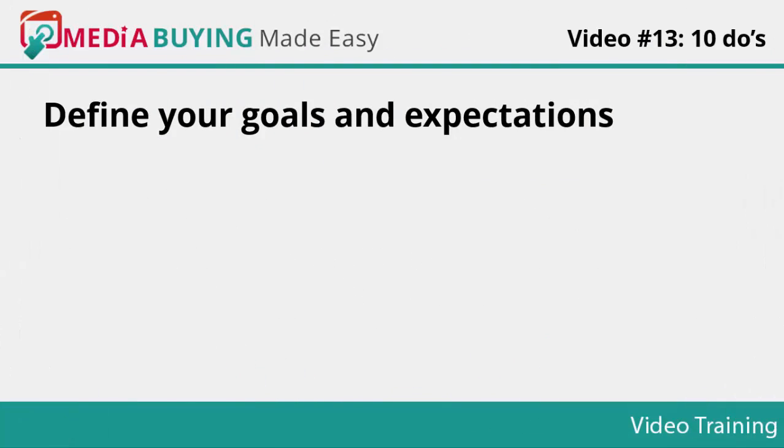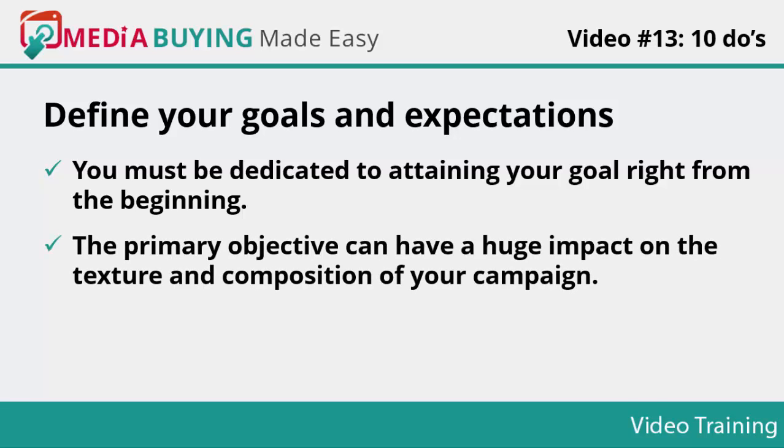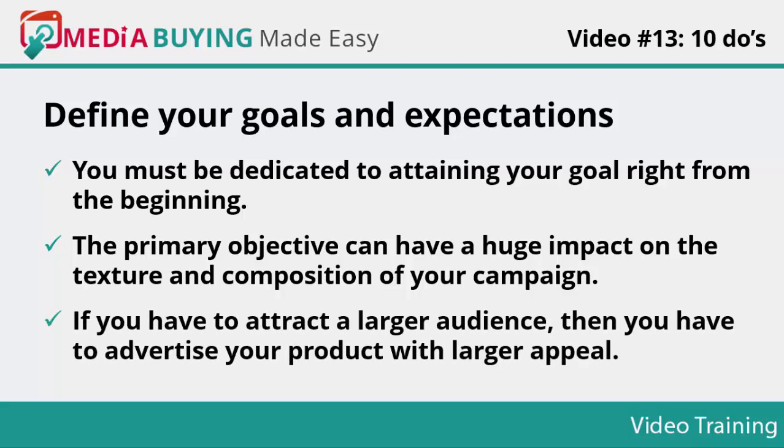Define your goals and expectations. For succeeding through media buying campaigns, you must be dedicated to attaining your goal right from the beginning. The success of any campaign depends on the goals and expectations delivered from the product. The primary objective can have a huge impact on the texture and composition of your campaign. If the goal is to generate financial resources, you don't need to worry about the initial expenditure. If you have to attract a larger audience, then you have to advertise your product with larger appeal, or have to create a good media buying campaign. This can prove to be crucial for the success of your campaign.